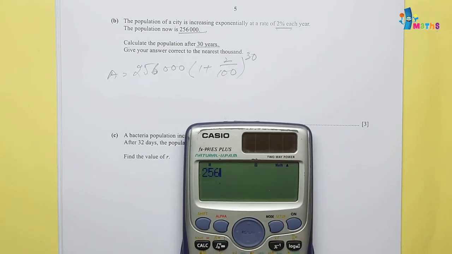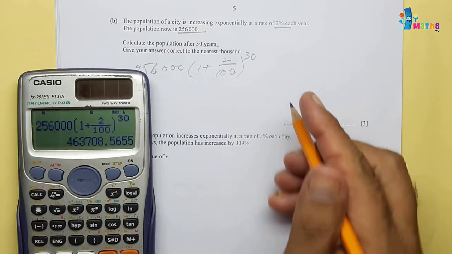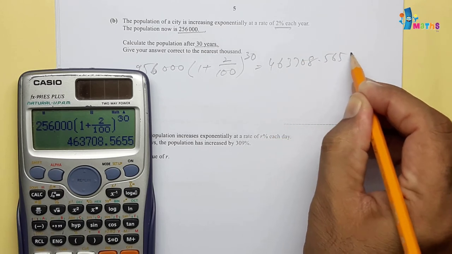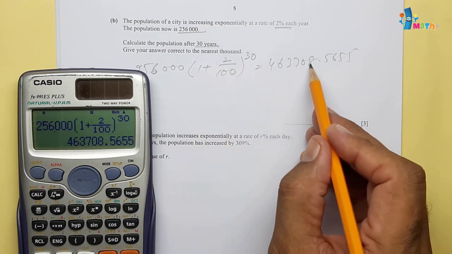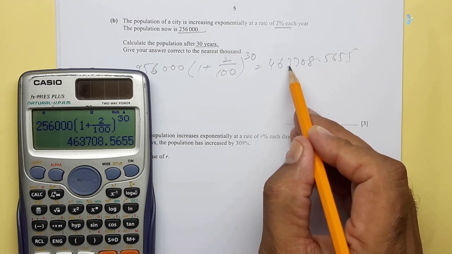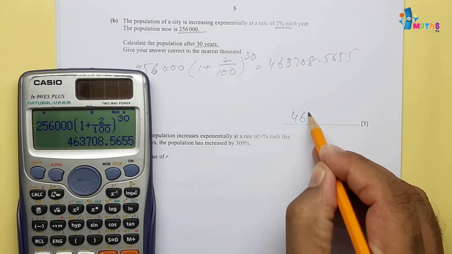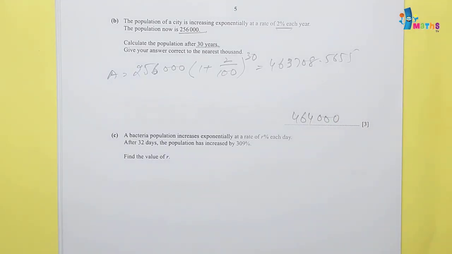So this will be 256,000 into 1 plus 2 divided by 100, and raised to the power 30, and this is equal to 463708.5655, and we can round it because we have to round to the nearest thousand. So 1 stands 100, and this is the thousand, so this 7 will be removed, and instead of 3 we'll write 4. So answer will be 464000.